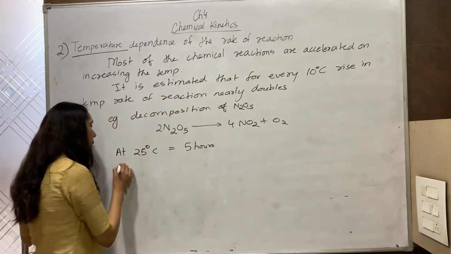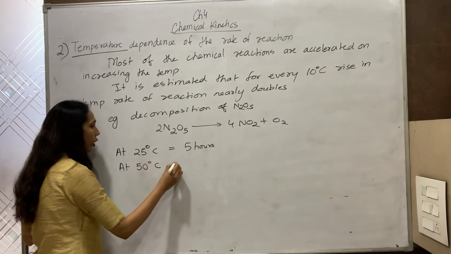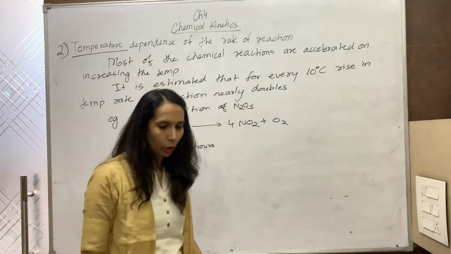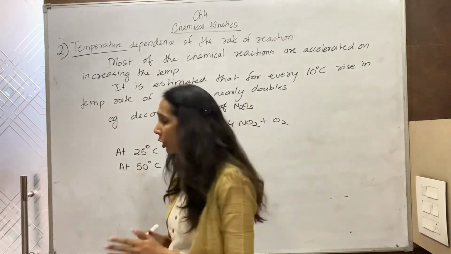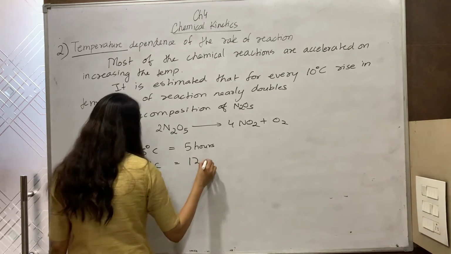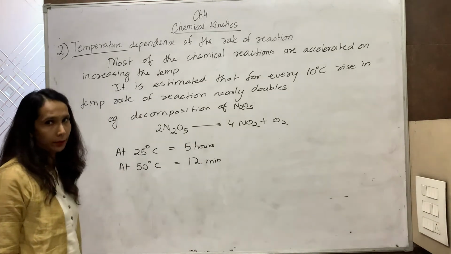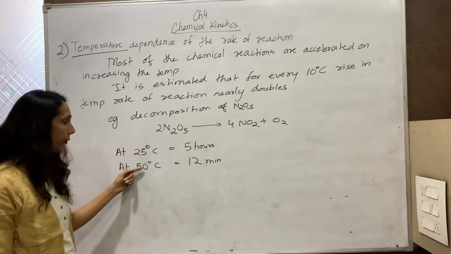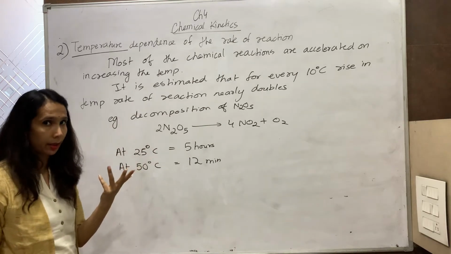But if I carry out the reaction at 50 degrees centigrade temperature, the reaction takes 12 minutes for the concentration to become half. So you can see the increase in the rate of reaction. 5 hours, and at 50 degrees centigrade, 12 minutes.